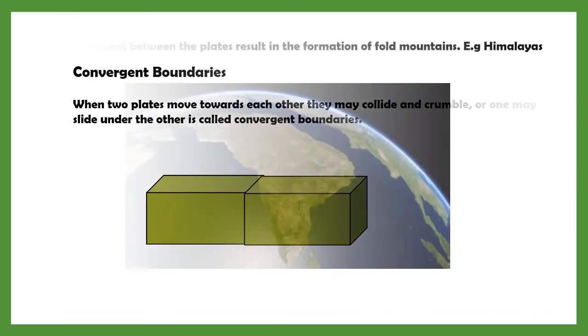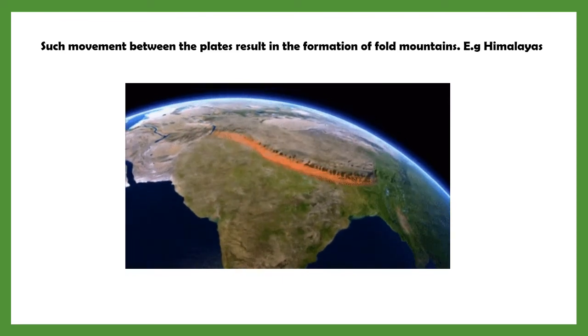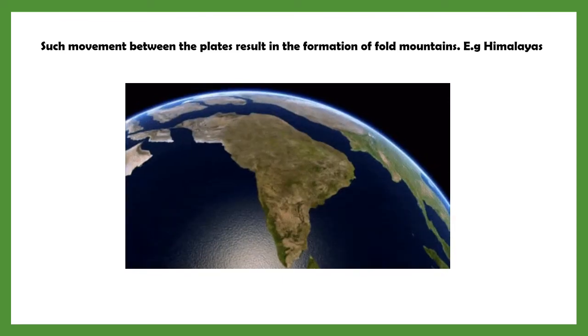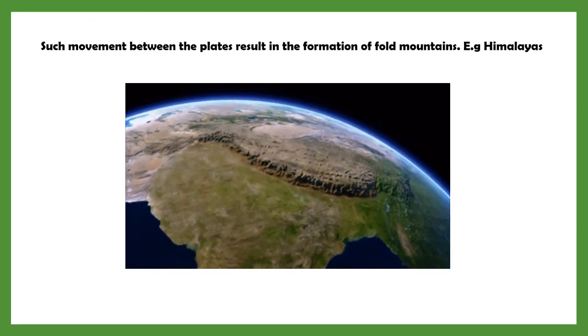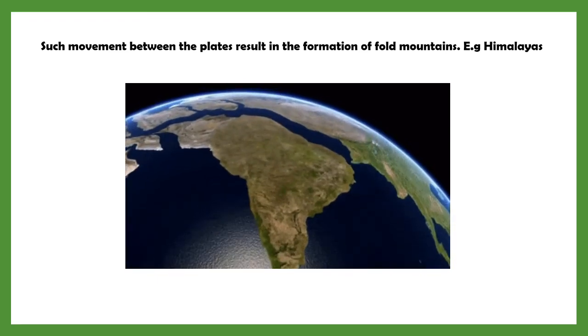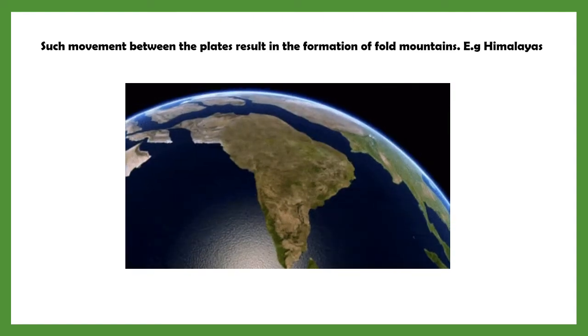Okay. Now, such movements between the plates result in the formation of fold mountains. For example, Himalaya. In this diagram, you can see how a small plate is colliding with the much larger Eurasian plate, and it resulted in the formation of mountains.